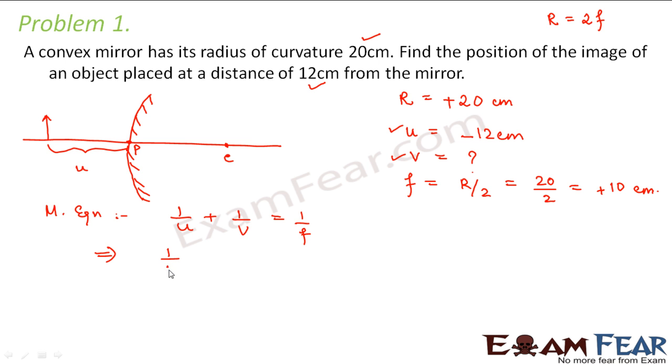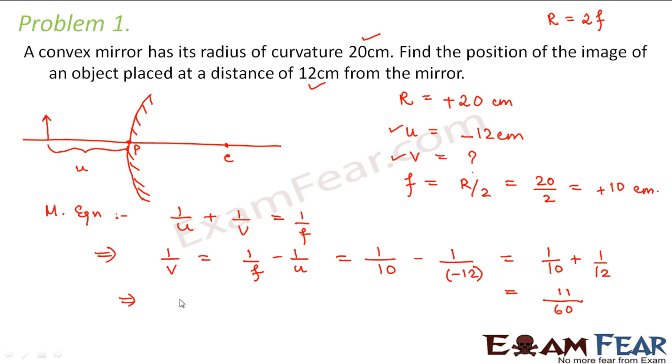Now let us put the values of u and f in this equation so that we can calculate the value of v. So we get 1 by 10 minus 1 by minus 12. So this is equal to 1 by 10 plus 1 by 12. So this comes out to be 11 by 60, or we can say v is equal to 60 by 11 centimeters. So the value of v comes out to be positive. That means the image is formed somewhere here, somewhere on the right hand side of the pole. Okay. So let us look at the next problem.